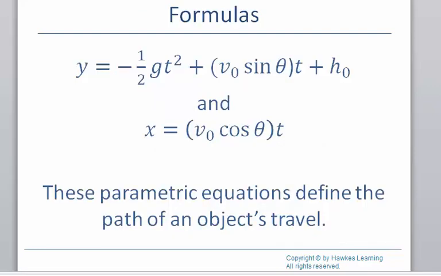So I'm going to go ahead and give you two basic formulas that we're going to be using. These two formulas, while they look quite complicated, are actually not that bad as we start looking at some problems. Our first formula is for the y value, and it says y is equal to negative 1/2 g times t squared plus v sub 0 sine theta times t plus h sub 0. And then we have a formula for the x. x is equal to v sub 0 cosine theta times t. These parametric equations define the path of an object's travel. So we're going to look at these two formulas in relationship to a problem.